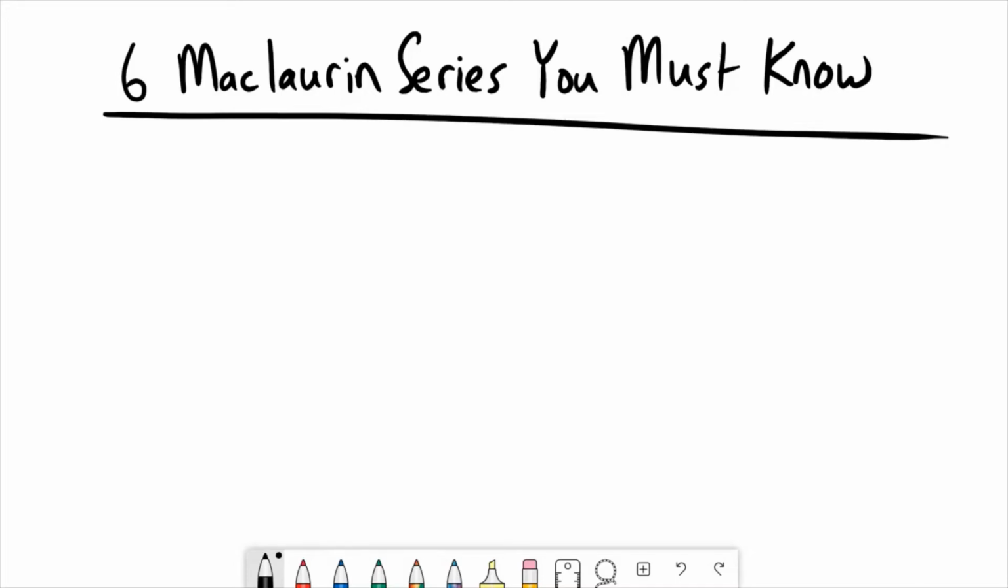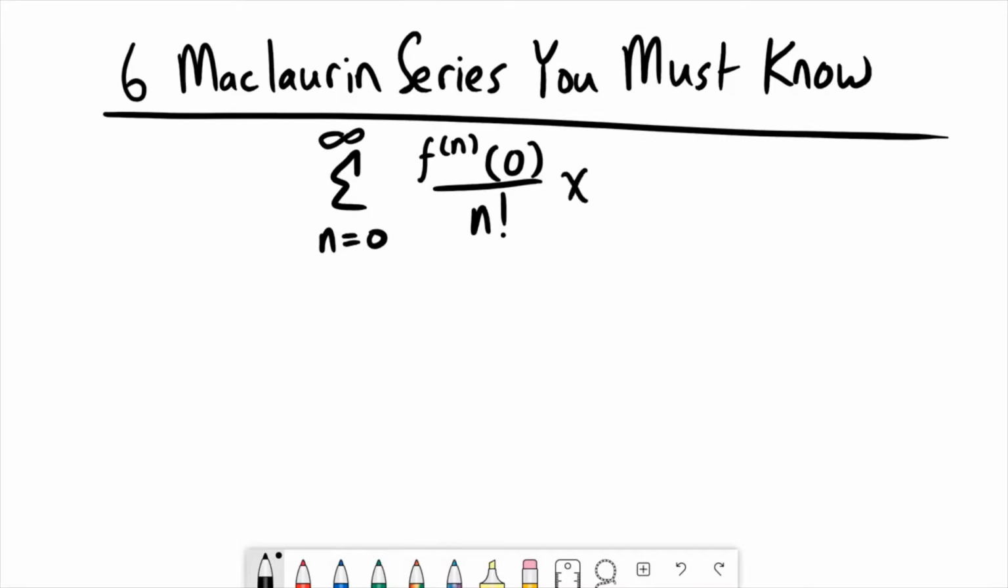So I'm going to show you how to arrive at 6 Maclaurin series that you must know. Pretty much memorize the infinite series form. So we're going to try to build up to that point where we can find an infinite series of a function. The way we are going to do that is using the Maclaurin formula, where it's the infinite series from n equals 0 to infinity of the nth derivative of f evaluated at 0 divided by n factorial, times x to the n.